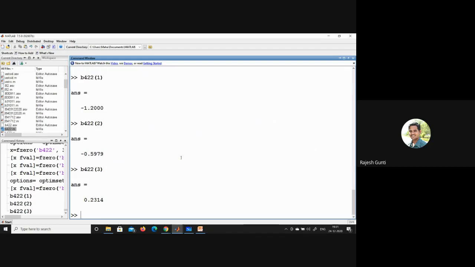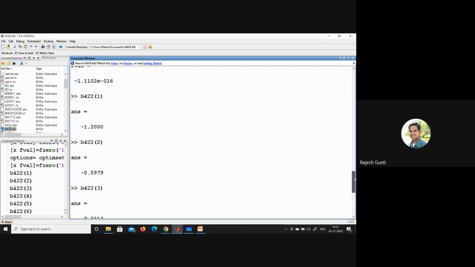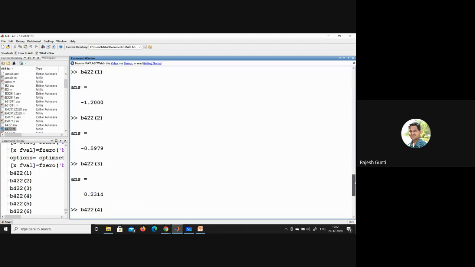At 3, it is positive. So the root lies between 2 and 3. At 4, it is positive and increasing. Am I correct, 1 and 2 or 2 and 3? 2 and 3. The root lies between 2 and 3. So like that we have to start.